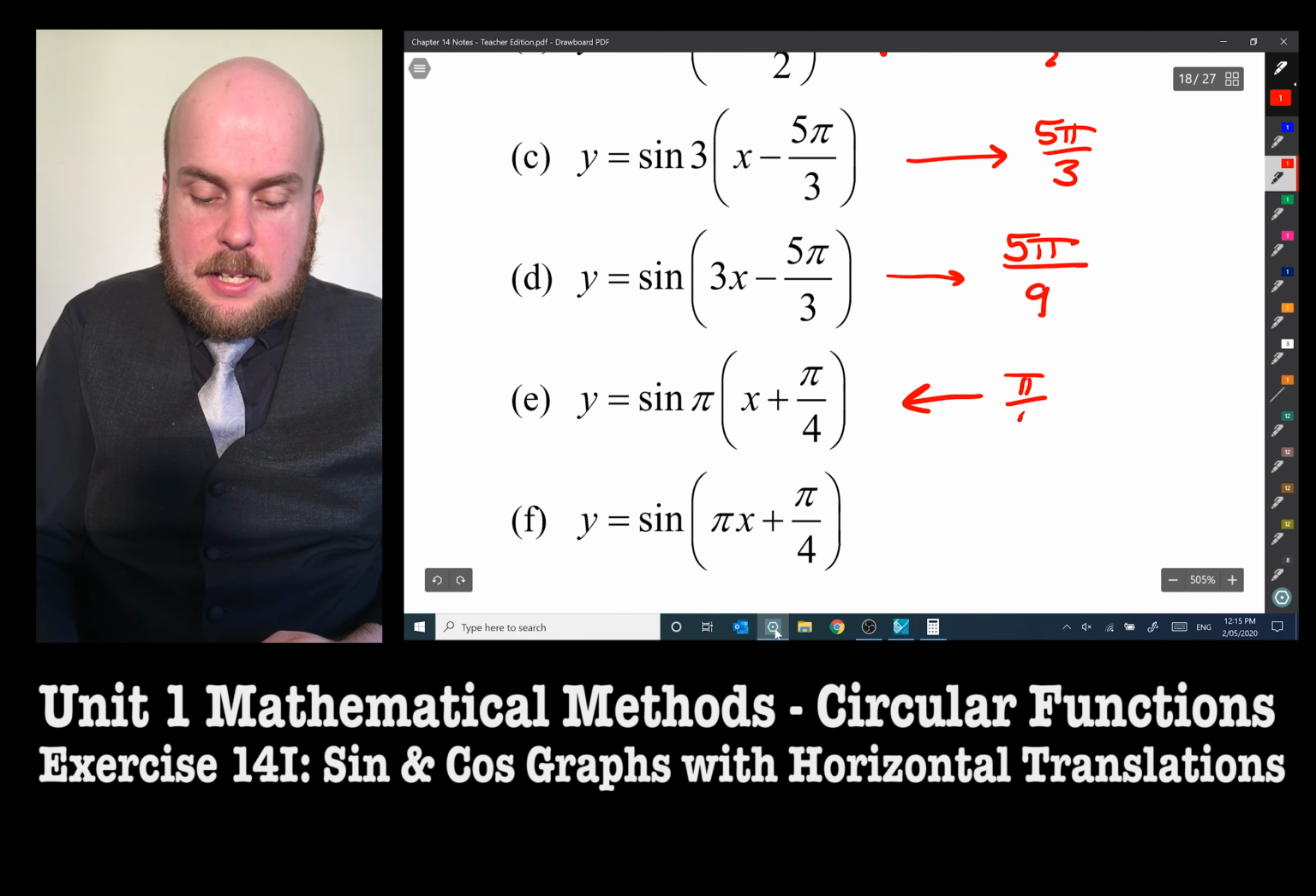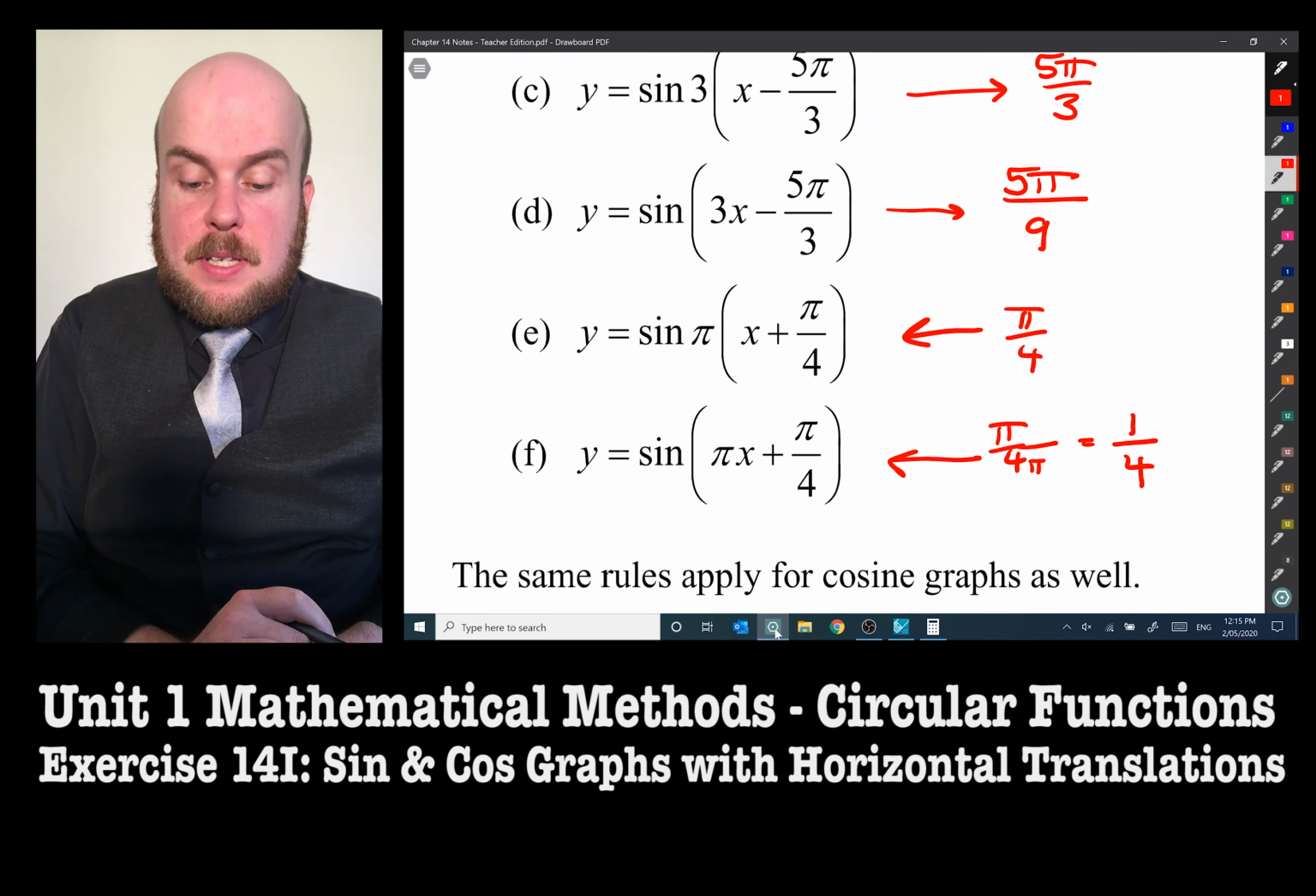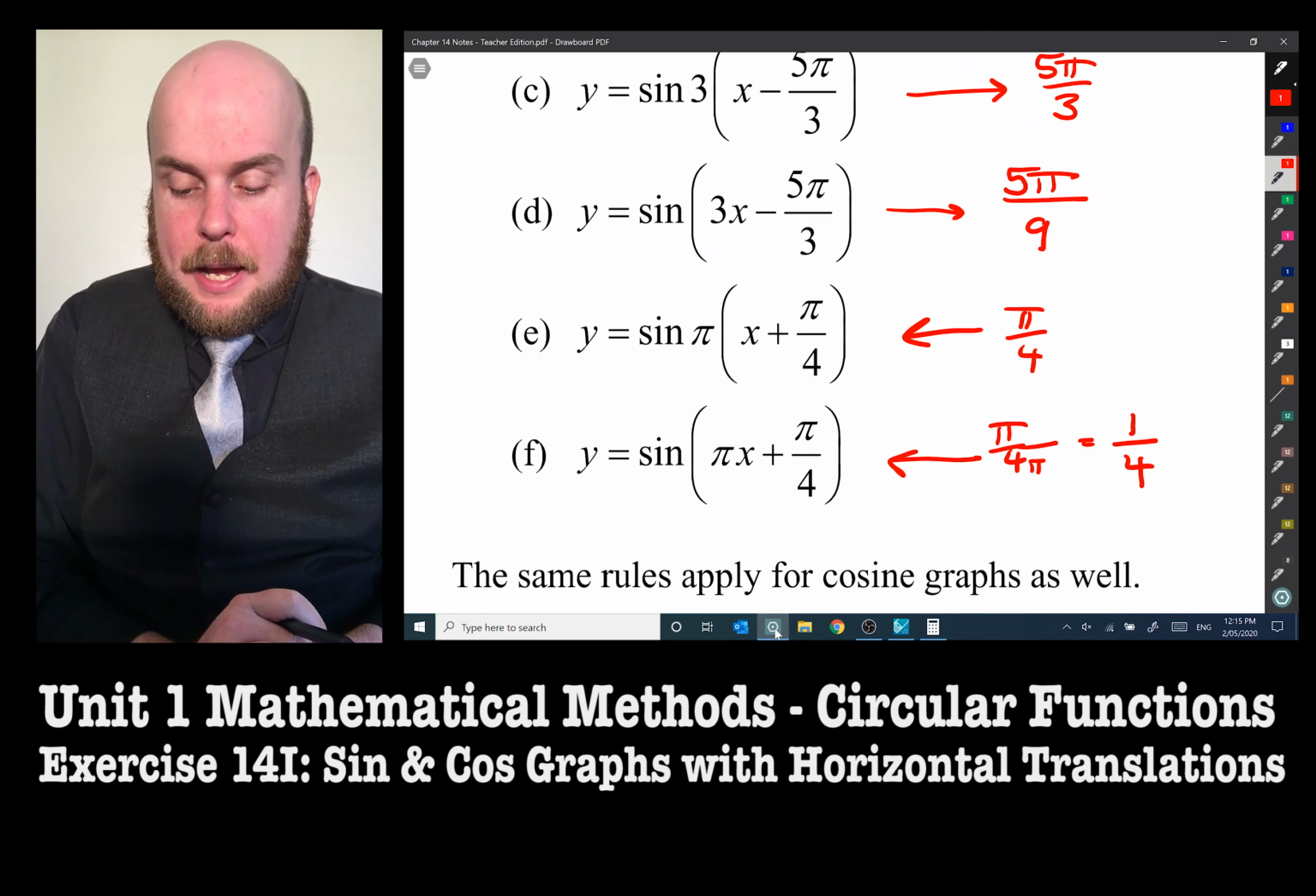So similarly, this will go across by pi on 4, whereas this one will actually move to the left by pi on 4 divided by pi, which is equal to 1 on 4. It's actually going to move to the left by a quarter. So these same rules apply for cosine graphs as well.